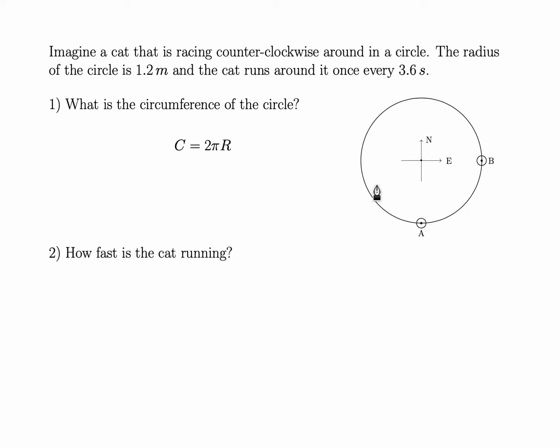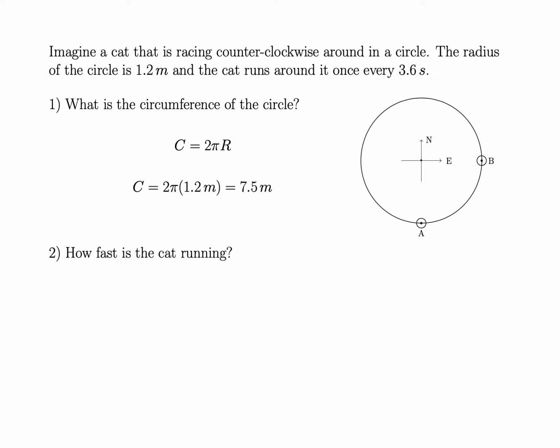So we know the radius of the circle because that's given. That's 1.2 meters. And so figuring out the circumference is as easy as plugging in the numbers and doing the multiplication. You can pause the video to see if you get the right answer, or you can just watch and follow along. But I think if you plug in the numbers that were given, 1.2 meters for the radius, we end up with the distance being around 7.5 meters for the cat to go around the circle once.